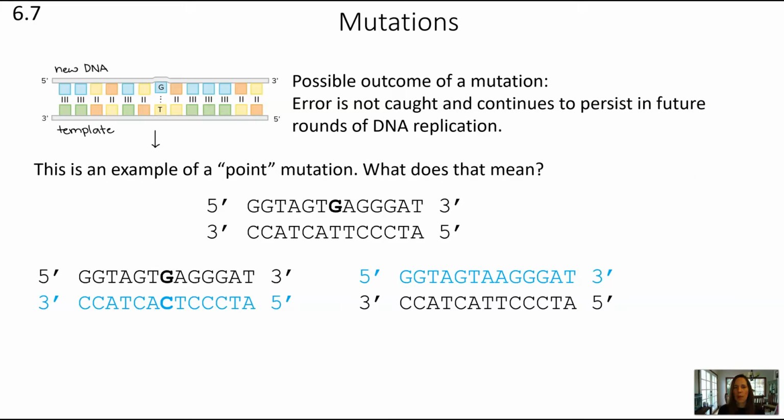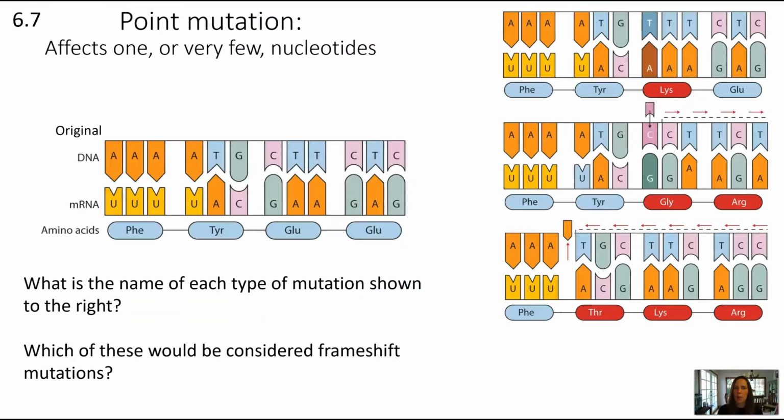This is an example of what's called a point mutation. What does that mean? A point mutation is a mutation that affects just one or just a very few nucleotides. Here we're seeing examples of point mutation that's just affecting a single nucleotide. What's the name of each type of mutation shown on the right? What kind of change happened, and what do you think that would be called? And then of those, which would be considered a frame shift mutation?